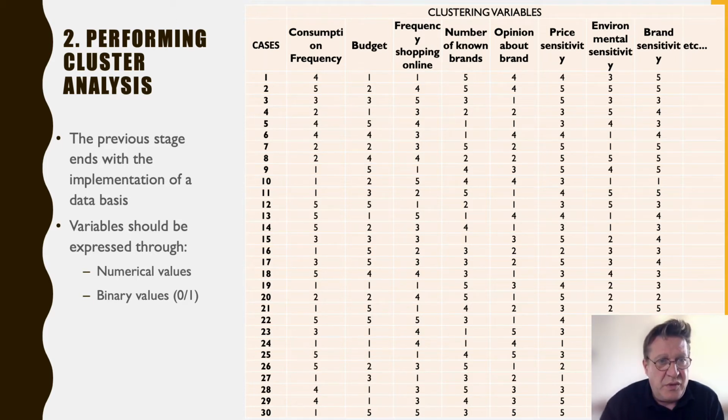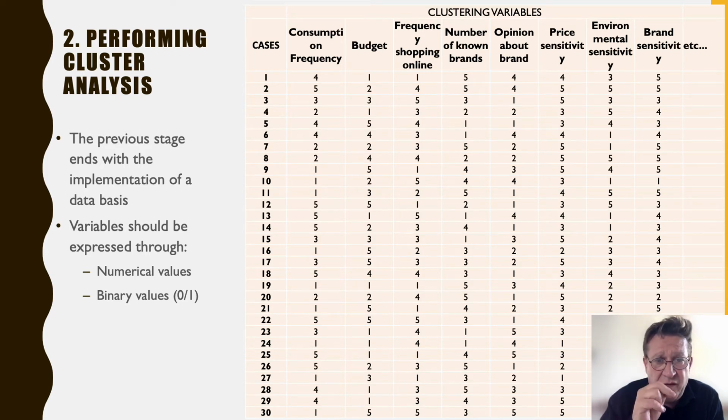This is a fake example. You have a certain number of cases with all your consumers or customers, and a certain number of clustering variables that have been measured on them. In that case, there are 8 variables, like consumption frequency, number of known brands, etc. Technically, those variables must be numerical, like here, for example, from 1 to 5 or 1 to 10. In that example, 1 means low and 5 means high.